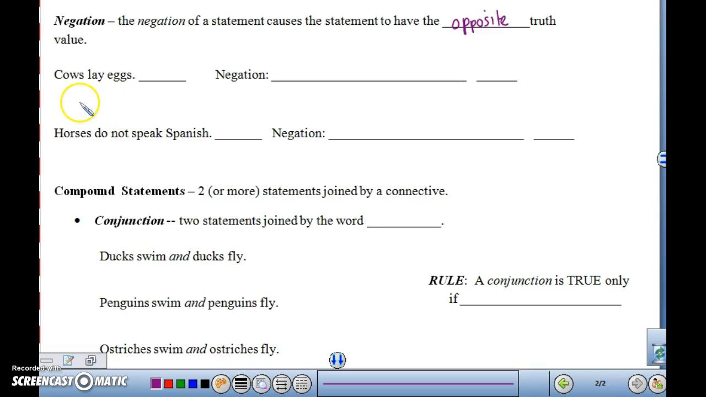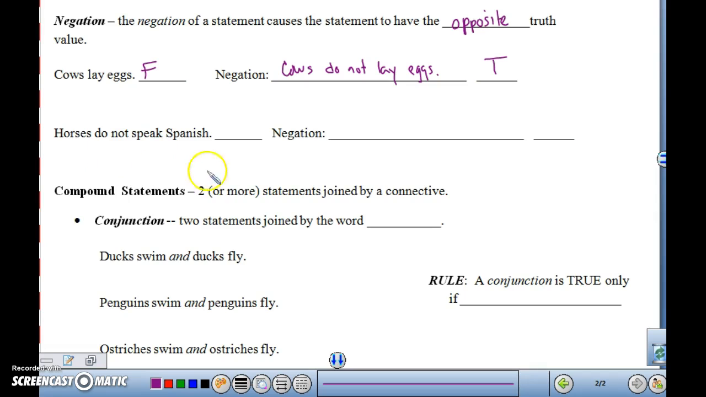All right, let's look at the statement, cows lay eggs. Is that a true statement or a false statement? Well, cows lay eggs hopefully is a false statement. So I immediately know that's false. Now, I want to negate this statement so that it becomes true. How do we do that? Cows lay eggs, the negation would be cows do not lay eggs. Cows do not lay eggs is the negation of that statement, so that truth value is now true. This statement is false, its negation is true.